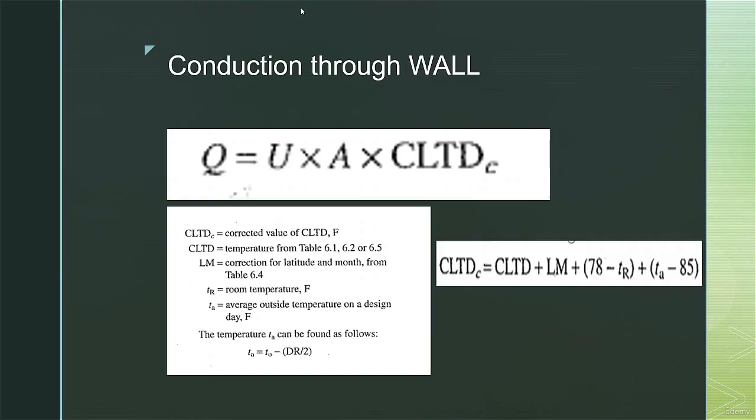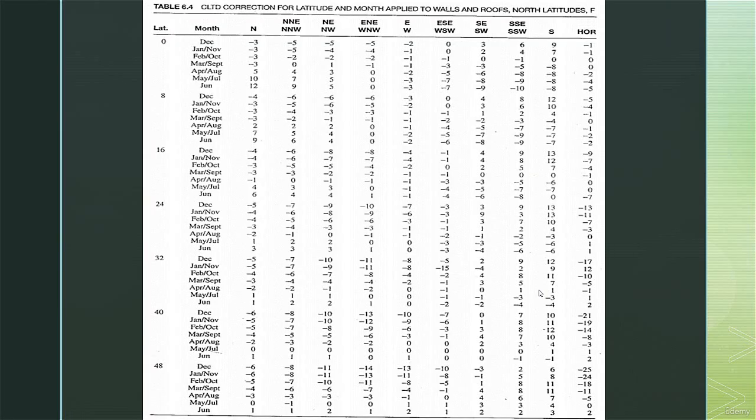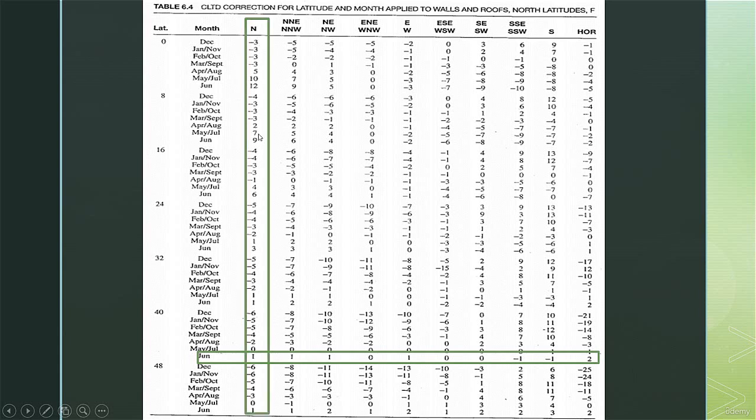Similarly, next we have the value of LM. LM is the correction for latitude and month. We get the value of LM also from this table. Here you see these are different latitudes. Let's suppose our city lies on 40-degree latitude. Then you can see in this table that June 20 is the day where we have peak heat, like 120 Fahrenheit. So we select this peak month, June, and then from here we select the orientation of the wall. Let's suppose our wall is on north, then we select this. So 1 is the value of LM. In this way we can get the value of LM.